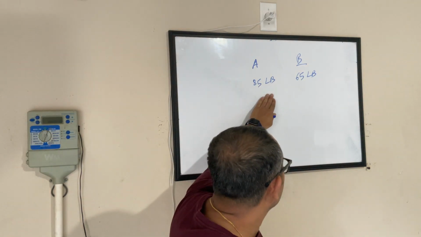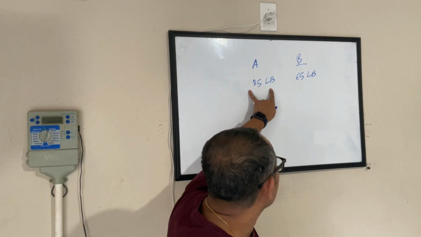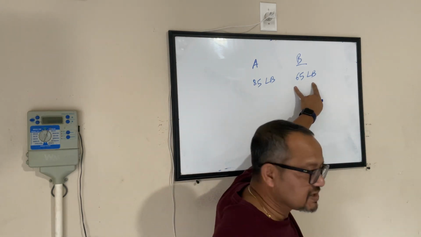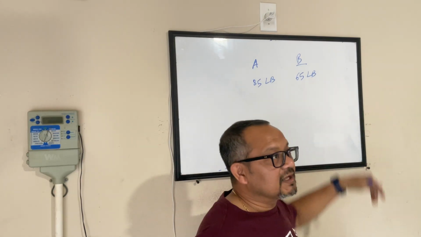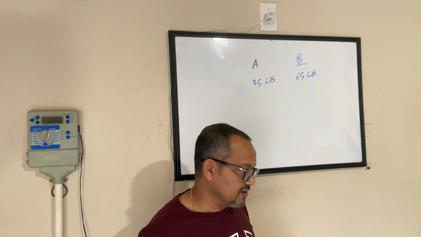So we have two kids. One kid is weighing 85 pounds, the second kid is weighing 65 pounds. Find out what is the ratio of their weights.